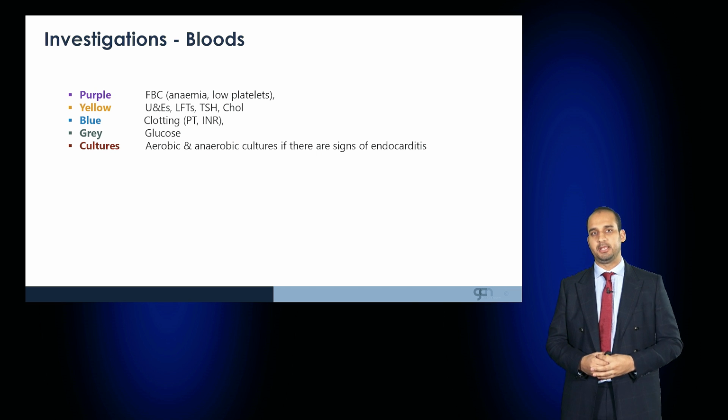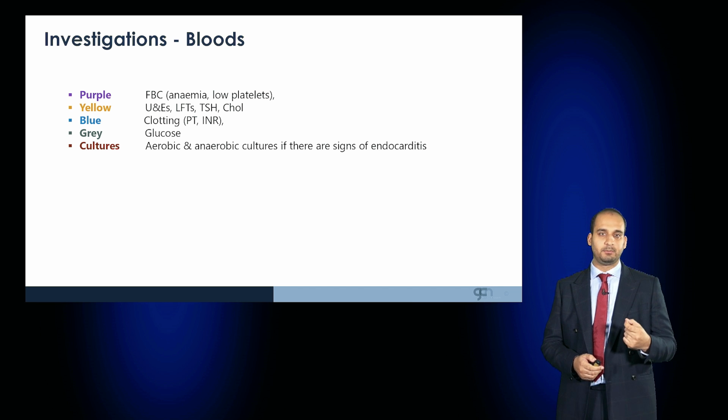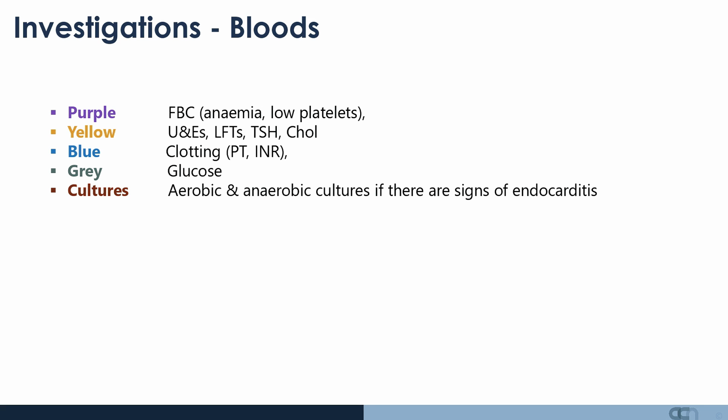How do you investigate a patient with aortic stenosis? They would require bloods, so a full blood count looking for signs of anemia or low platelets, U&Es, clotting for a surgical workup, glucose looking for signs of diabetes, and if there's any indication of endocarditis, they would require serial aerobic and anaerobic blood cultures.